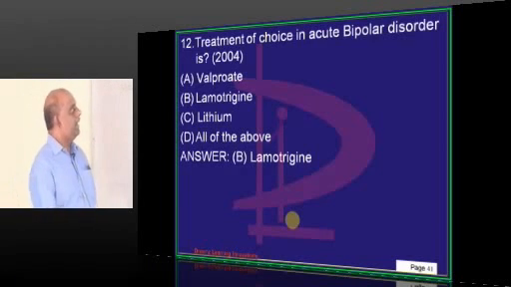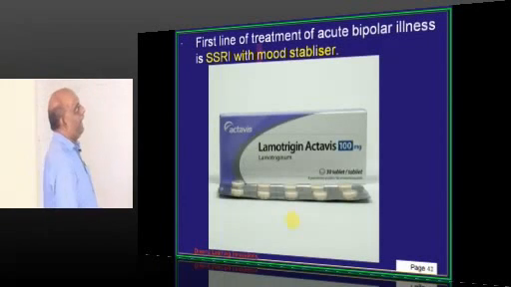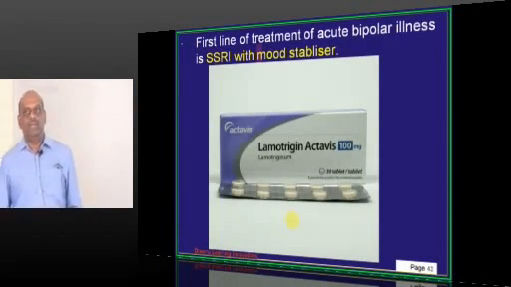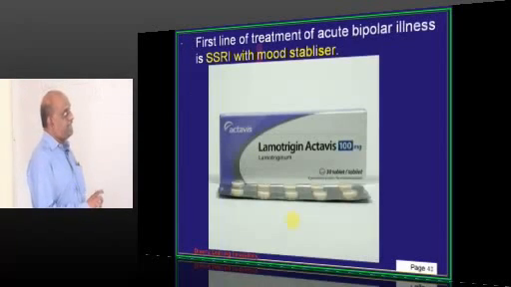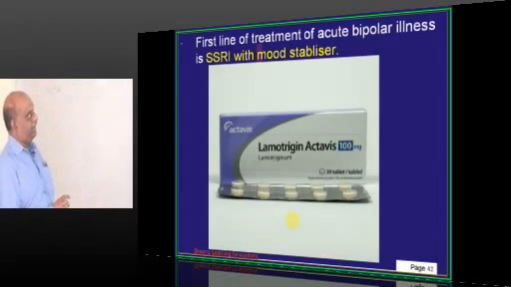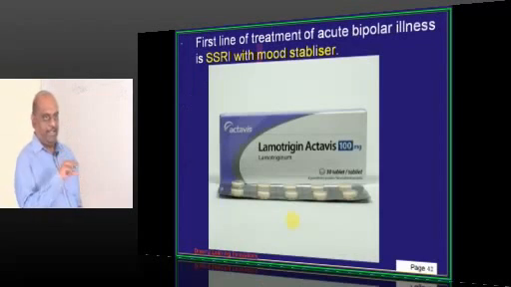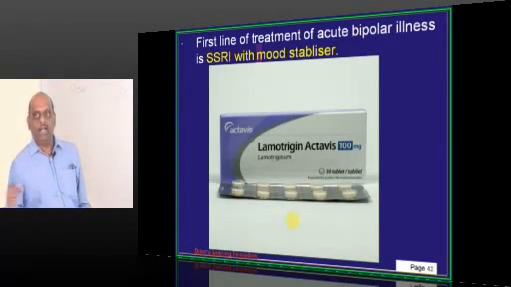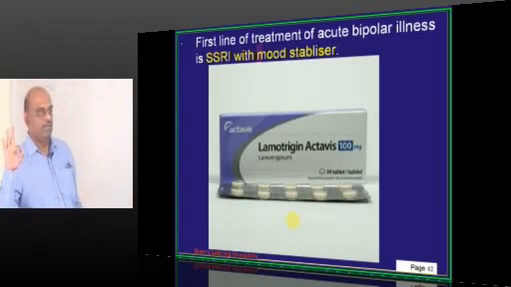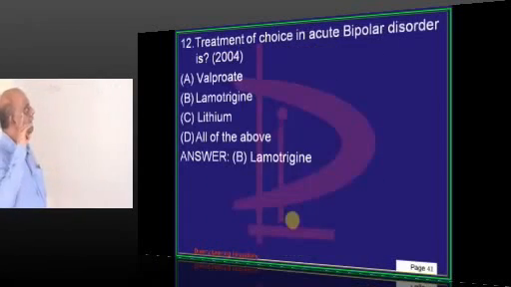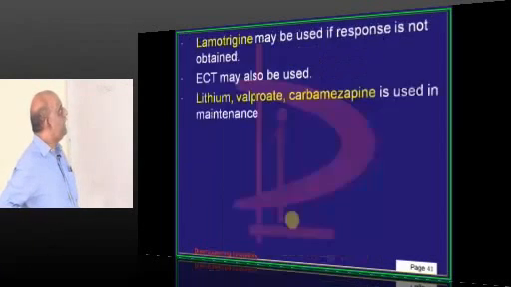So lamotrigine is the one which is basically used, and generally the combination is of SSRI. What was given in the question? Acute bipolar. Ideally we should have an SSRI with a mood stabilizer. Already you know what the mood stabilizers are. What are they? Divalproex, lithium, carbamazepine, lamotrigine is also there, but lithium is also here, right?